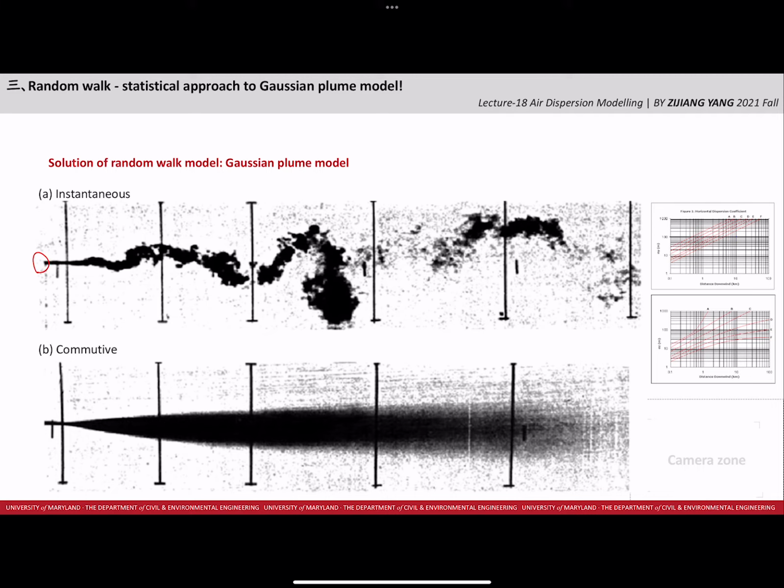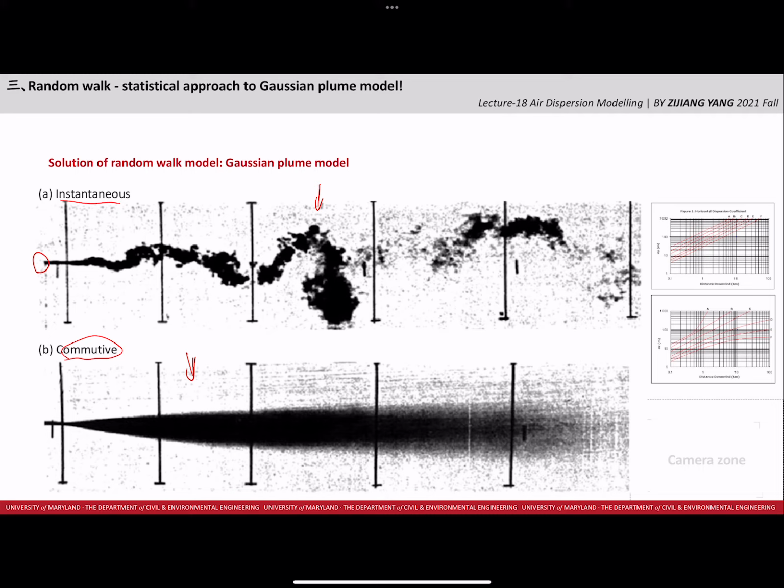If we have a plume and take an instantaneous picture, we can see that the plume shape is like this. And because of the very random, chaotic turbulence, the plume will be something like this. We can say the pattern is very random. But if we take many photos and overlap all the photos together, it will be something like this, and we can see this plume is very clear and well shaped.